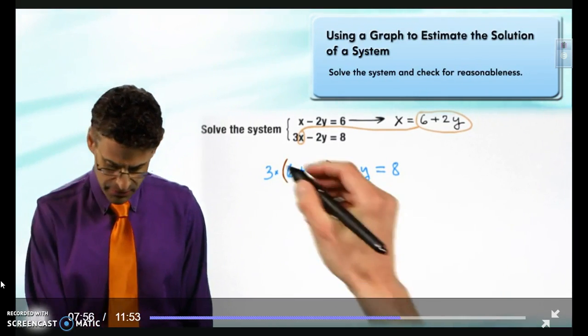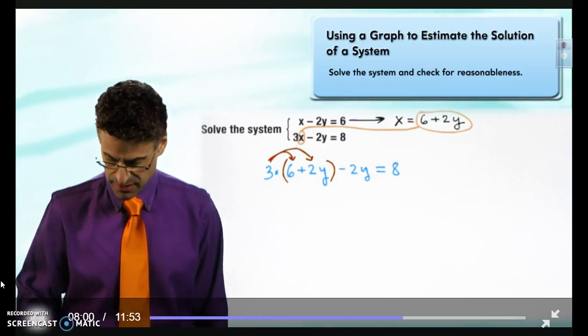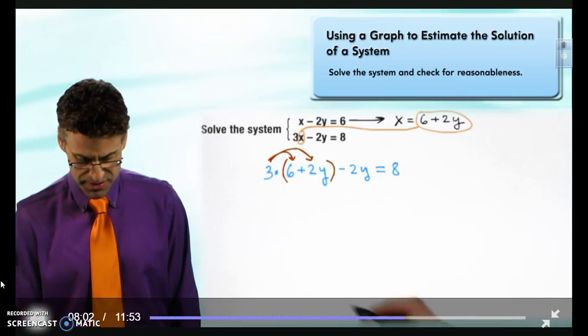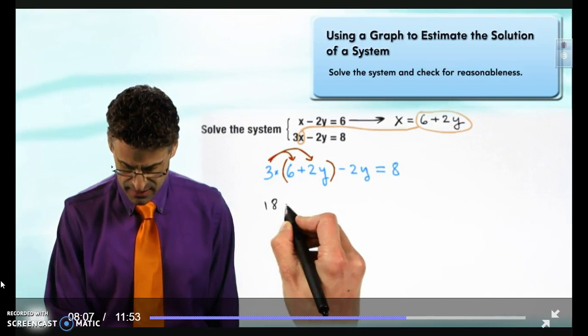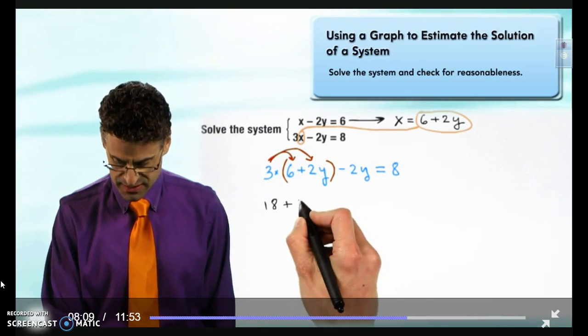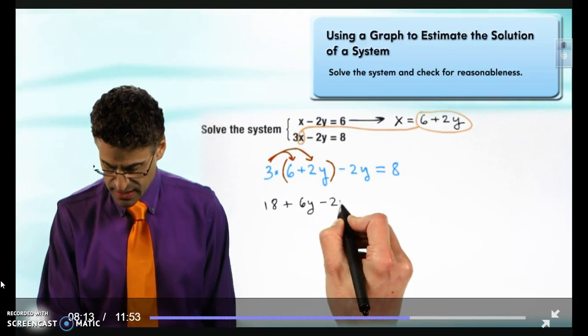And so if we're going to distribute, we see that we have to multiply the 3 by the 6, but also the 3 by the 2y. And so now what we see, this is equivalent to 3 times 6 is 18, plus 3 times 2y is 6y. And then don't forget we have the minus 2y equals 8.